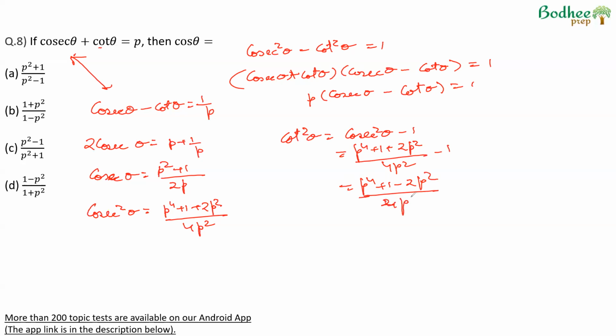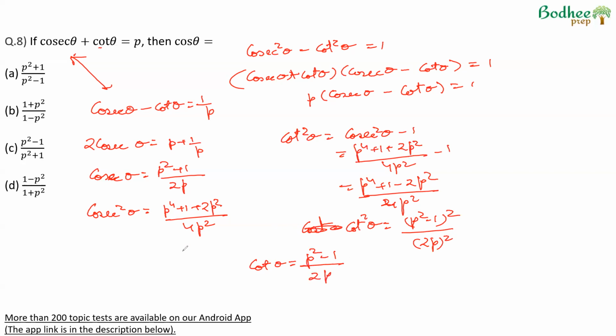This will become (P raised to power 4 plus 1 plus 2P square minus 4P square) upon 4P square. And therefore cot theta will be, this is P square minus 1, (P square minus 1) whole square upon 4P square. This is cot square theta, and therefore cot theta will be (P square minus 1) upon 2P.